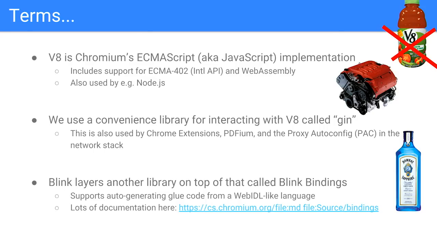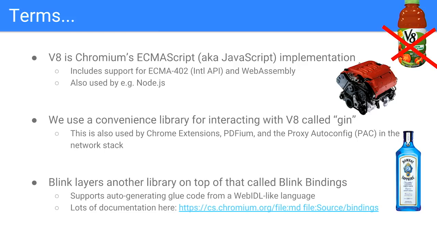So V8 is Chromium's ECMAScript implementation, better known on the internet as JavaScript. It includes support for ECMA 402, that's the internationalization API, and these days also WebAssembly. In addition to Chrome, V8 is used by Node.js and a bunch of other embedders, for example, Steam or Visual Studio Code, anything using the Atom or Electron editor frameworks.